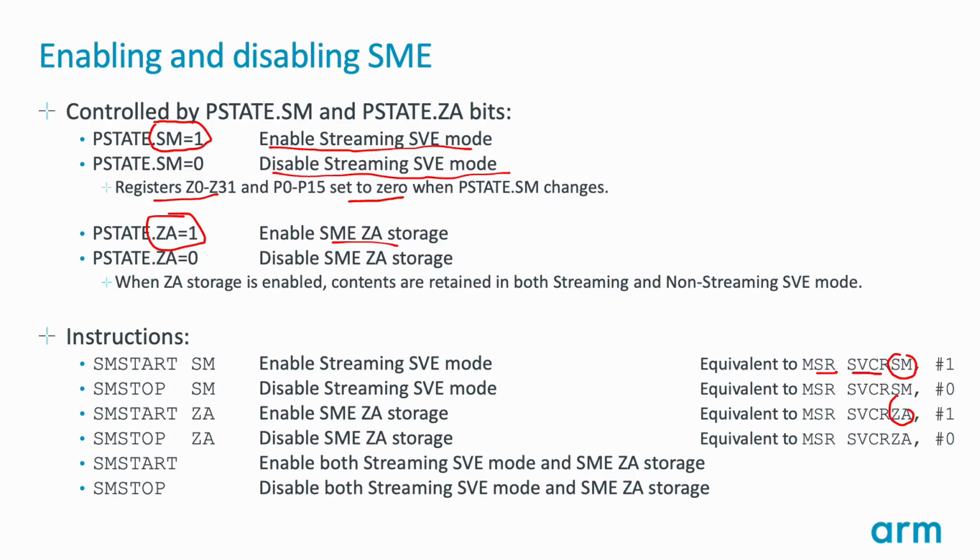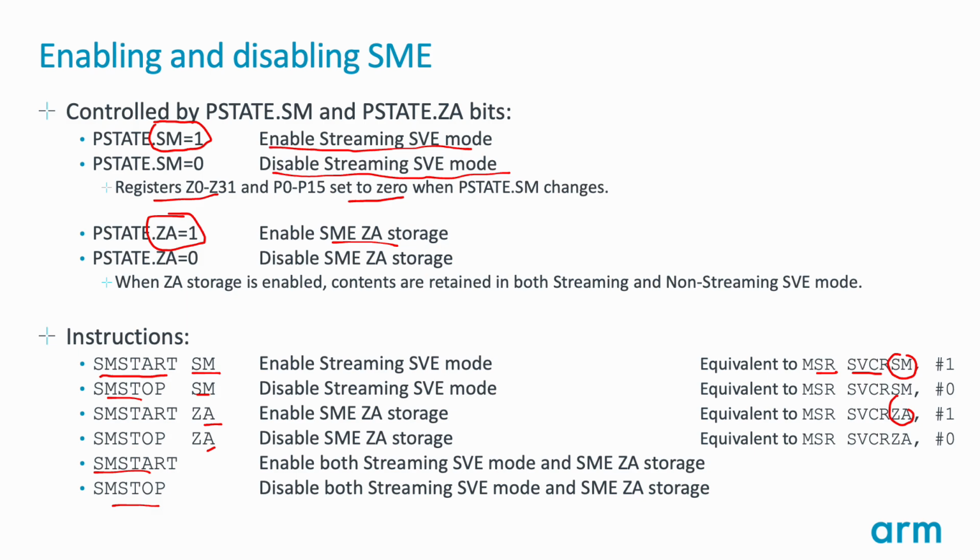Also, there is an equivalent instruction available, SMSTART SM, which will enable the streaming SVE mode. To disable, you can use the SMSTOP SM instruction, which will disable the streaming SVE mode. Similarly, we have SMSTART and SMSTOP for the ZA field as well, to enable the ZA storage and disable the ZA storage respectively. Also, to enable both simultaneously, that is streaming SVE mode as well as ZA storage, we can use the SMSTART instruction. To disable, we can use the SMSTOP instruction.